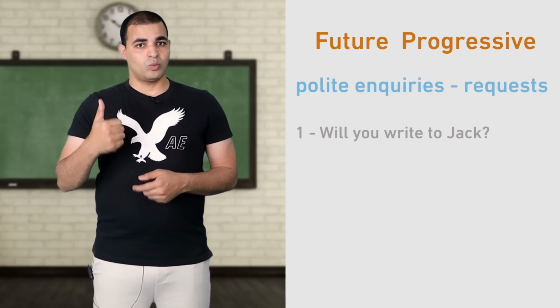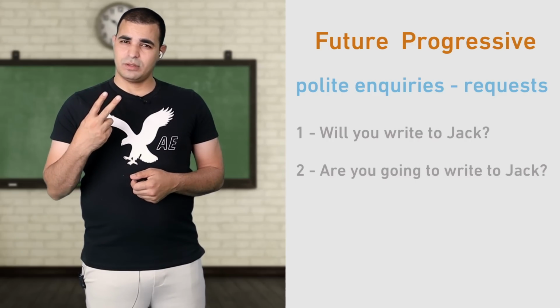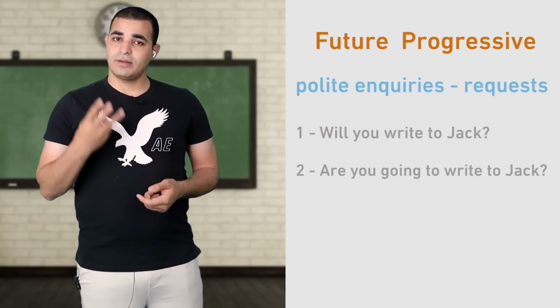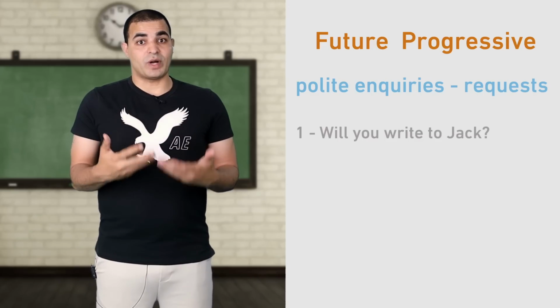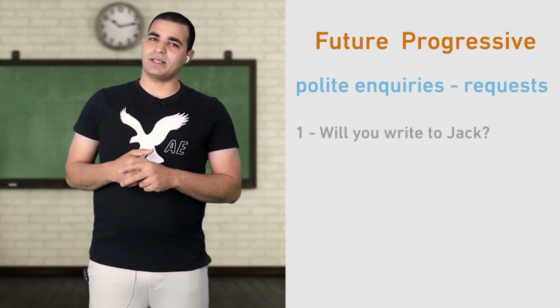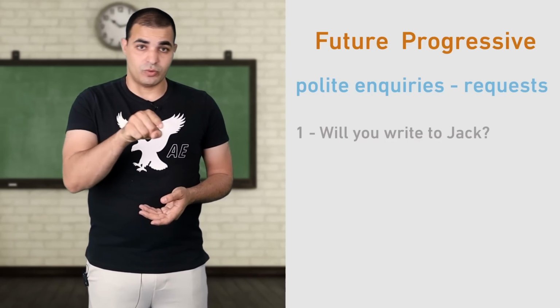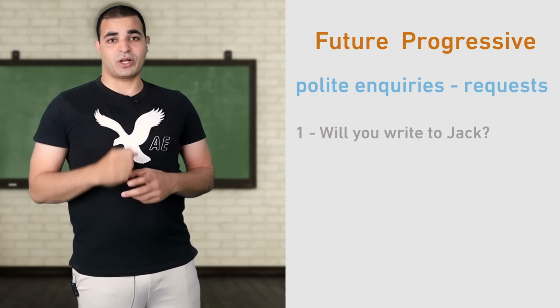Let's compare these three questions together. 1. Will you write to Jack? 2. Are you going to write to Jack? 3. Will you be writing to Jack? The first question, will you write to Jack? Maybe I'm requesting, or perhaps I'm ordering you to write to Jack. We will know from the context.